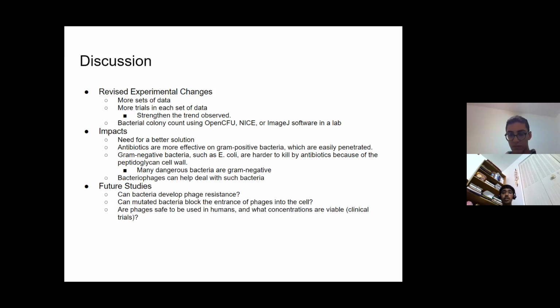The impacts of this project are very vast. First of all, antibiotic resistance is extremely important, and we must find a solution. Phage therapy can help kill such dangerous bacteria cells, and it is a really good alternative. And you can see a few future studies on our screen.